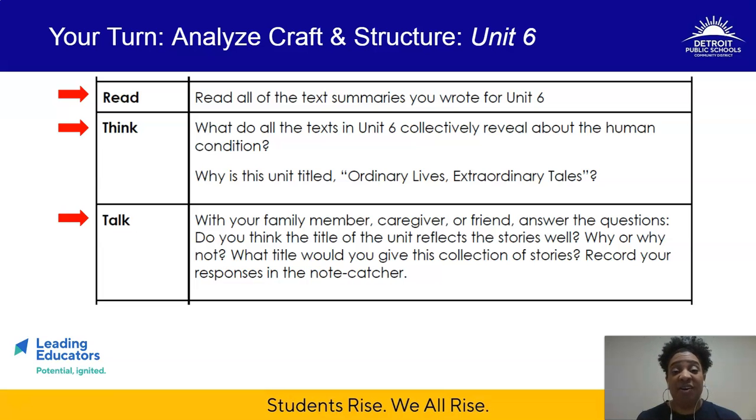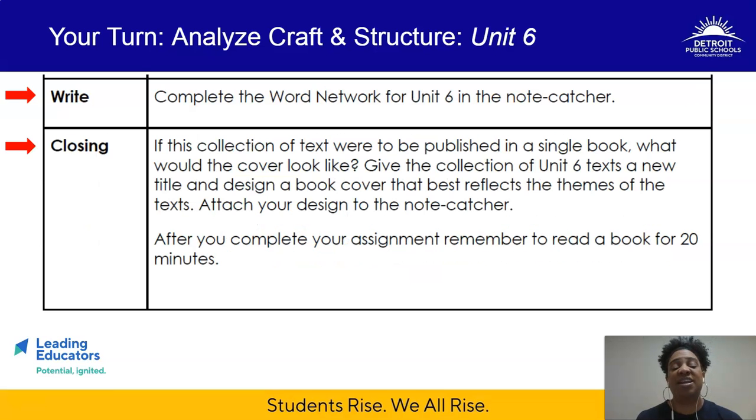You're going to be reading all the text summaries you wrote for Unit 6 and some of your reflection and responses as I've quick modeled for you. You're going to think about what all the texts in Unit 6 collectively reveal about the human condition and why this unit is titled Ordinary Lives, Extraordinary Tales. You're going to talk with a family member, caregiver, or friend about whether or not you think the title of the unit reflects the stories well, why or why not, and think about what title you would give a collection of stories, which comes up again in the closing section.